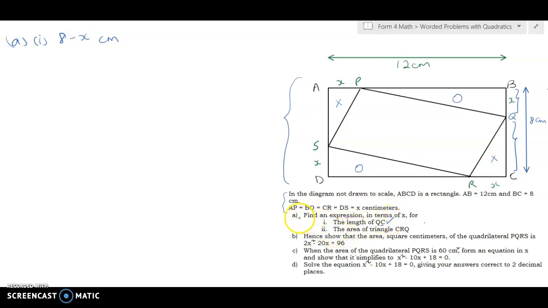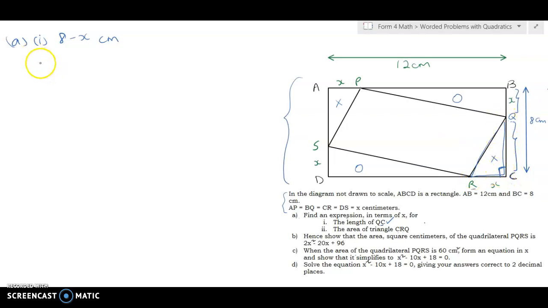Our second little piece, part 2. Find the area of the triangle CRQ. Now, where exactly is CRQ? That is here, C, R, and Q. So this triangle here. Now, because this is a rectangle, we know that here is a right angle, and we know that this then makes a right angle triangle.